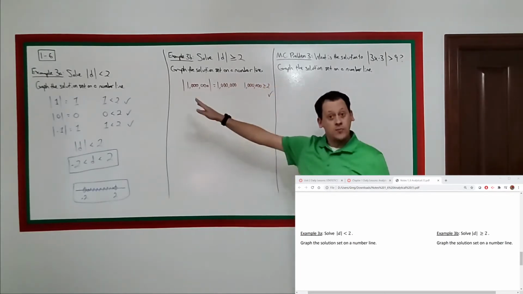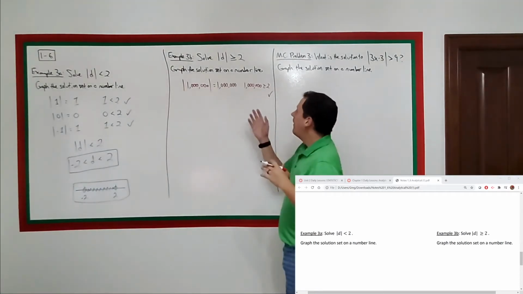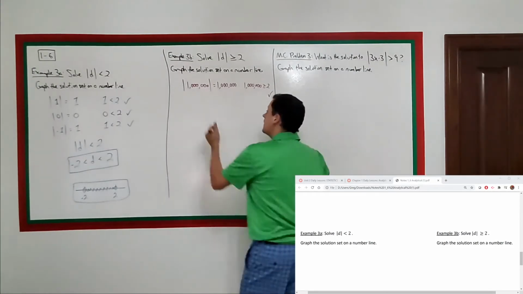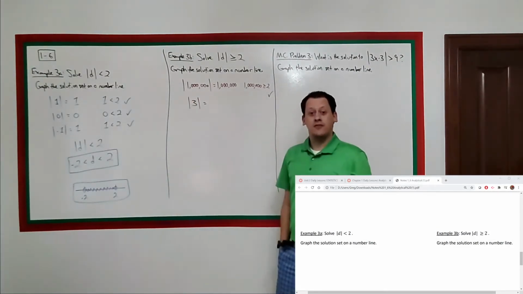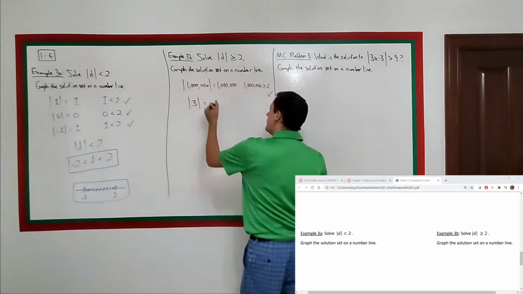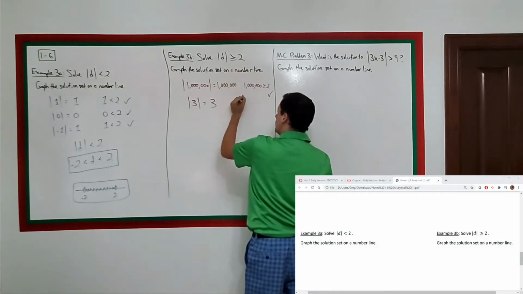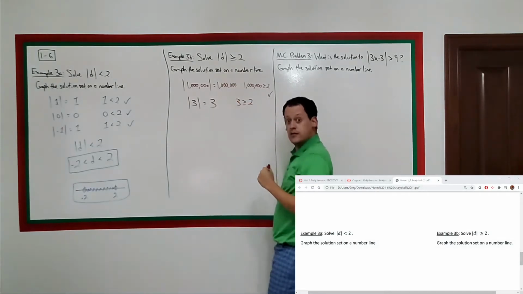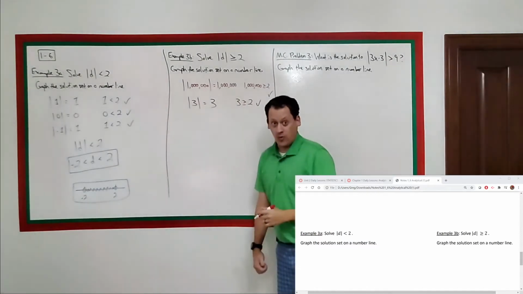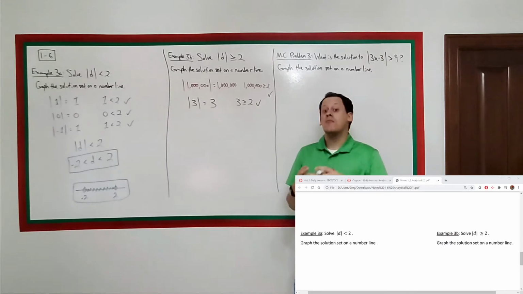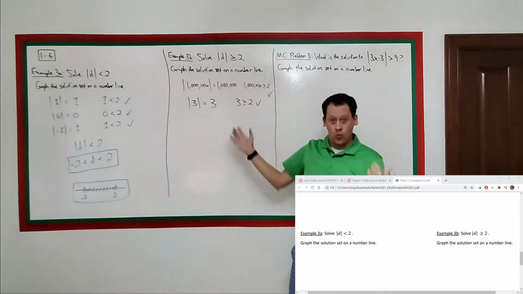Okay, so 1,000,000 is one of the numbers that works. Let's think a little smaller. What about 3? What's the absolute value of 3? Just 3. Is 3 greater than or equal to 2? Yes, it is. So 3 is also a number that works. So you might start getting the idea, any number that's bigger than 2 works.